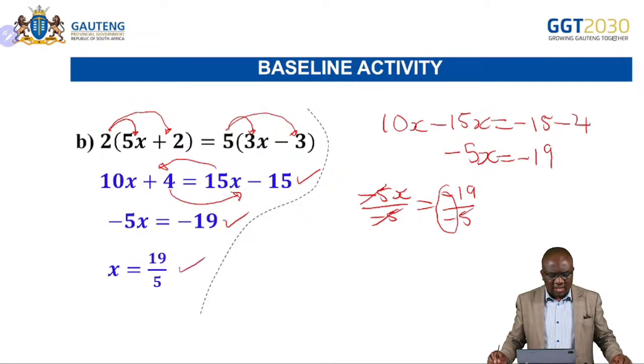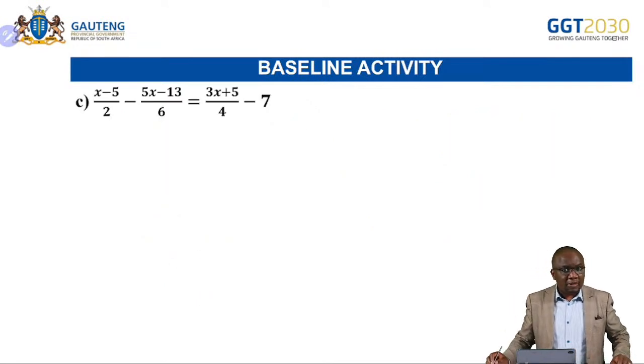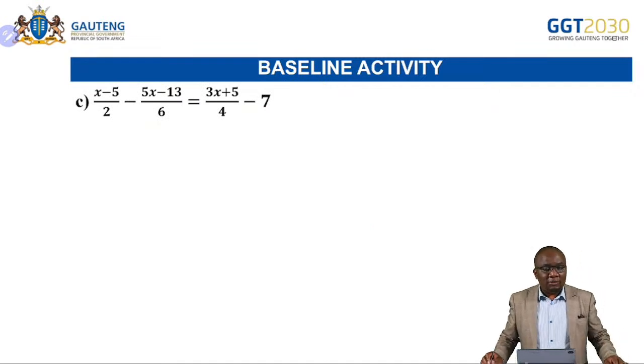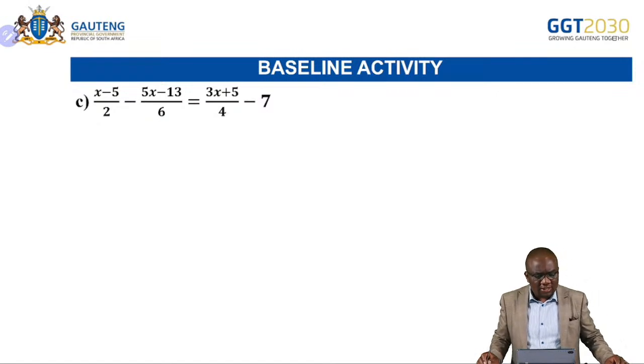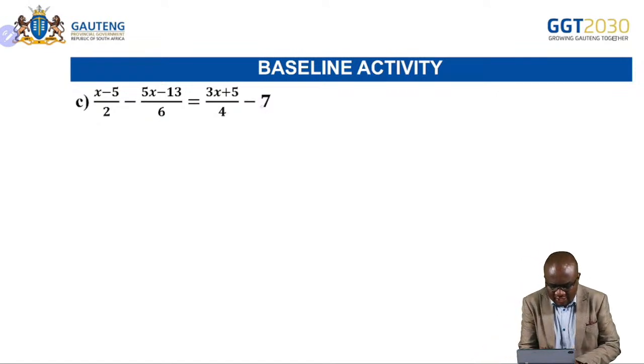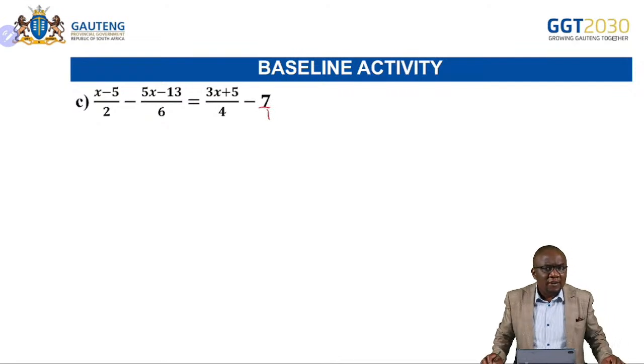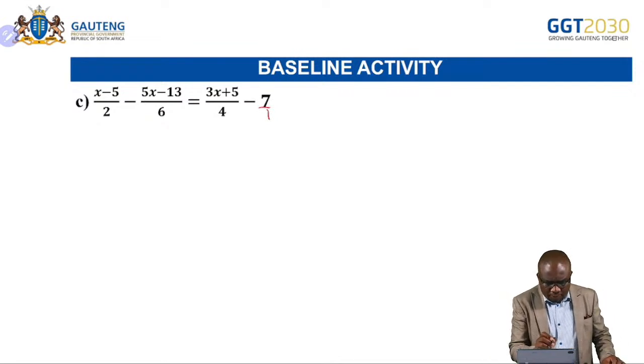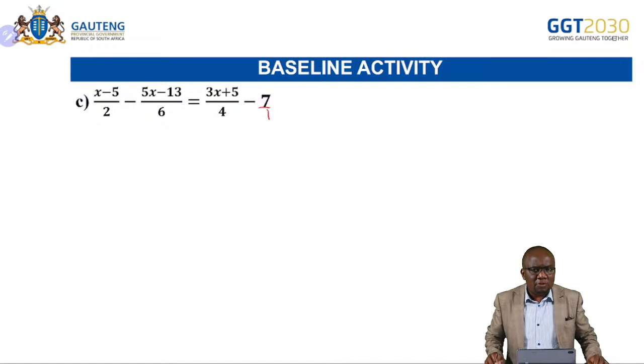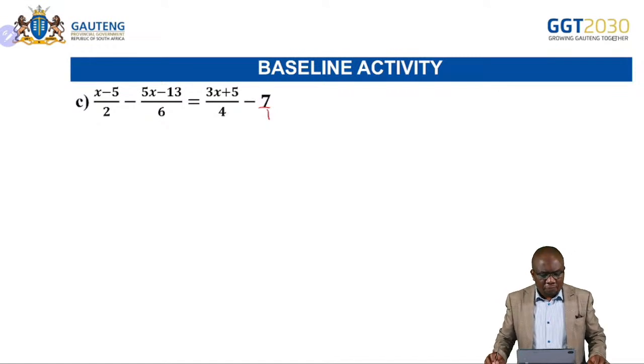Now let's go to the last part. Did you manage? It looks complicated, but it is not. Remember, we did equations with fractions. What do we do with equations with fractions? We get the LCD. What is the LCD in this case? Remember, 7 is like 7 over 1. We have 2, 4, 6, 1 there. What's the lowest common denominator? It should be 12, isn't it?